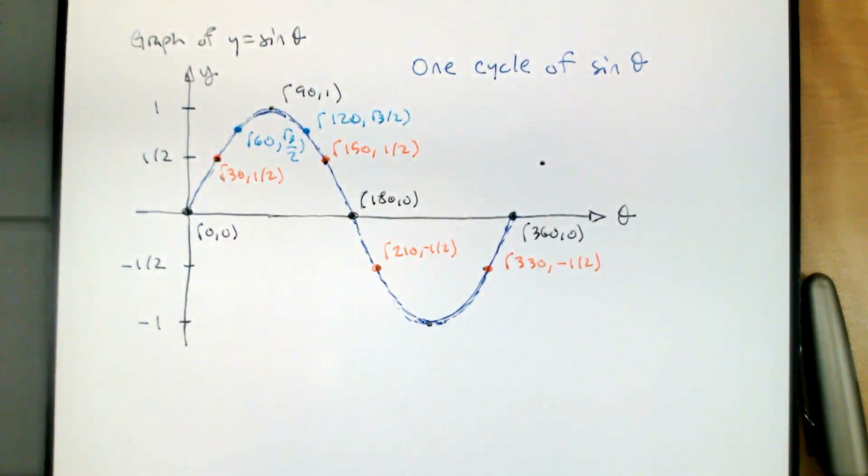Sine starts off at 0, goes up. Cosine starts off at 1 and heads down. Questions? Is everybody okay?